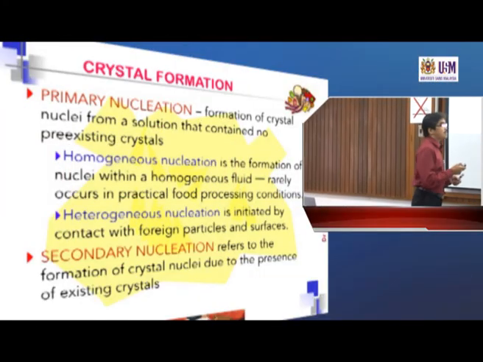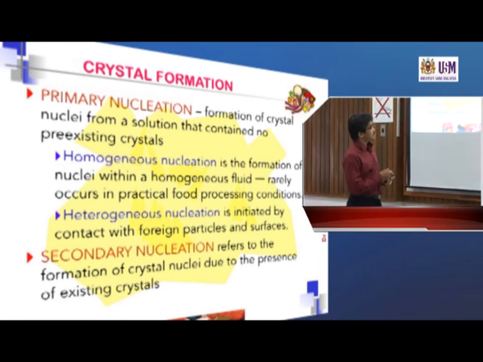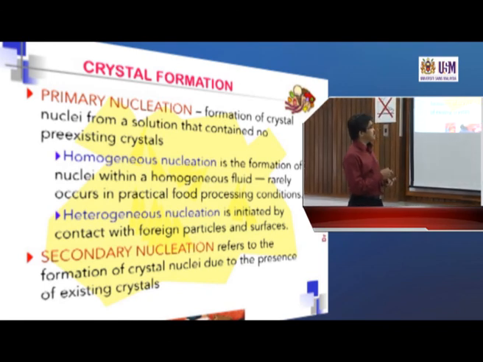Secondary nucleation refers to the formation of crystal nuclei due to the presence of existing crystals. So secondary nucleation comes after primary. We already have a crystal, but this crystal can break up. From one crystal it can break into two crystals. So these two crystals now will serve as two new nuclei, and they will grow. So from one we get two, or from two we can get more. So this is what we call secondary nucleation.